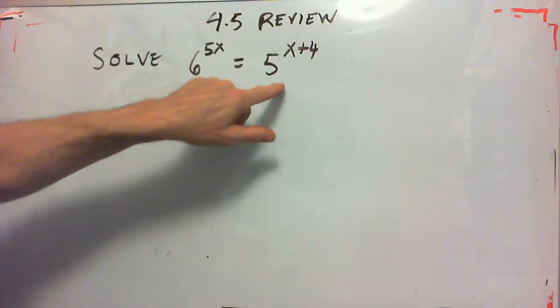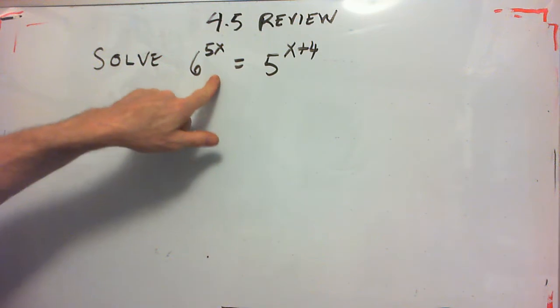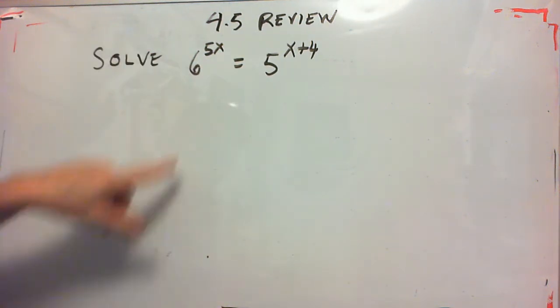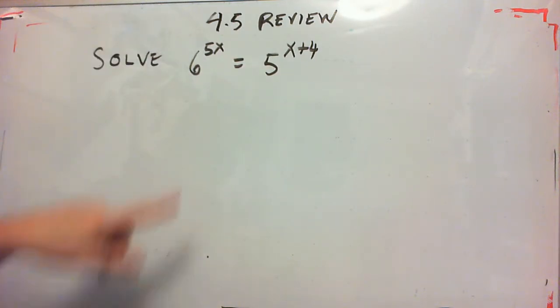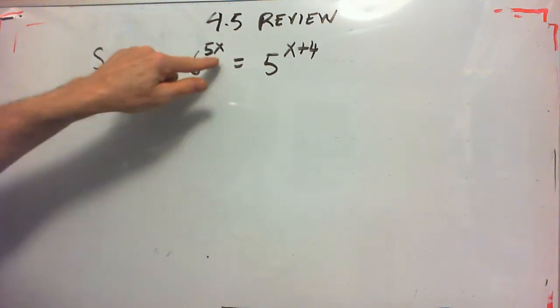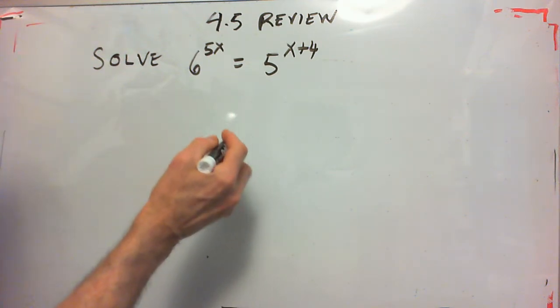Solve 6 to the 5x equals 5 to the x plus 4. You look at this and wonder, how do I isolate the exponential? There are two of them. We do have one exponential on one side and one on the other. When we log both sides, those exponents go out front and are no longer a trouble to us. So that's what you do here: you log both sides, where you can use either base 10 or base e, ln. I'm going to use ln because that's what they use in WebAssign. Either one gives you the correct answer.